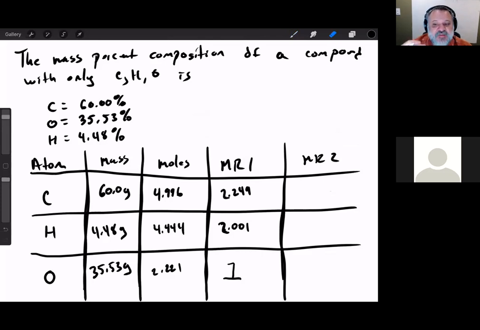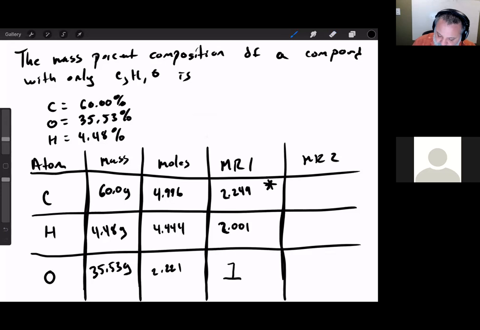So you have to identify a common fraction here. Can you identify what the common fraction is? It's right here. What's the common fraction? Right, it's 1/4. 2.249 is essentially 2.25, and 0.25 is 1/4.